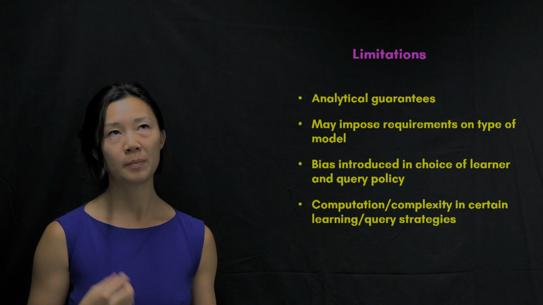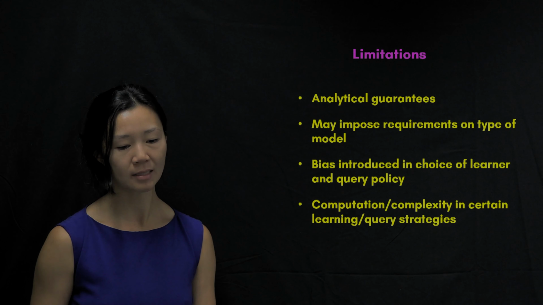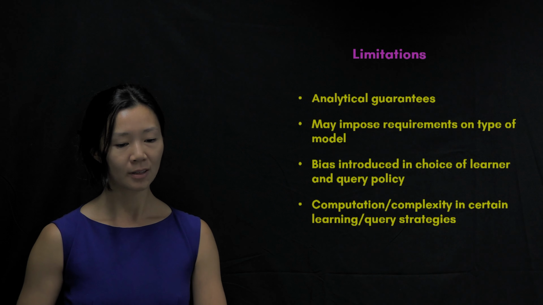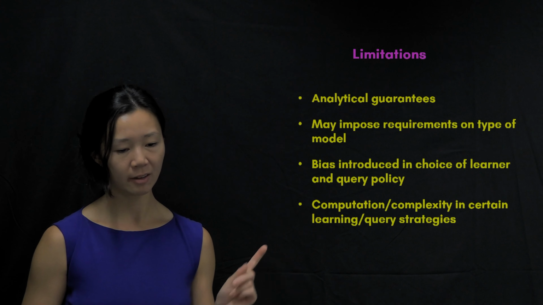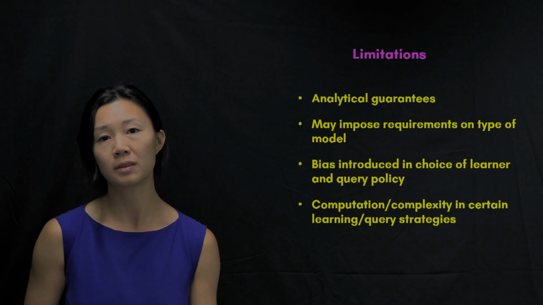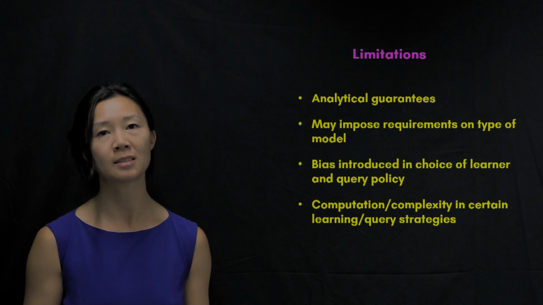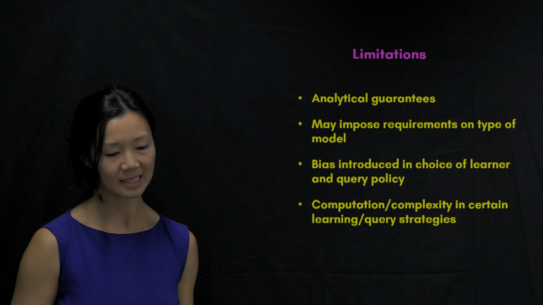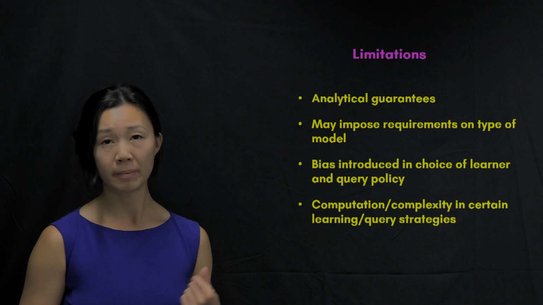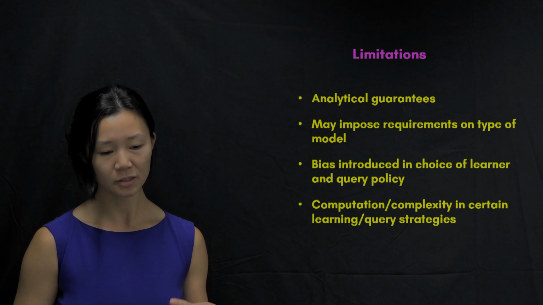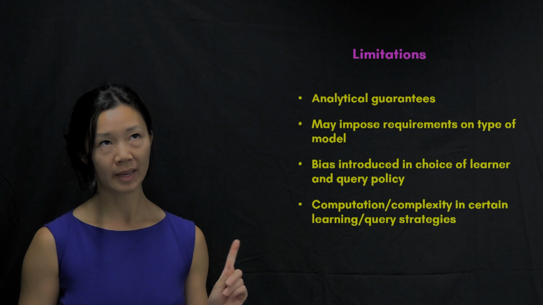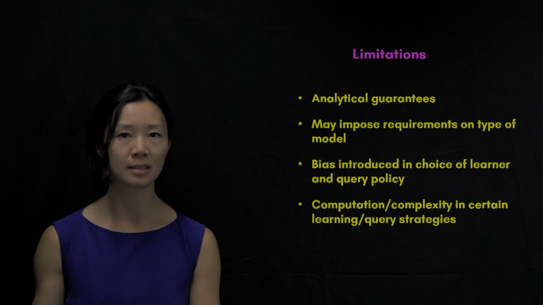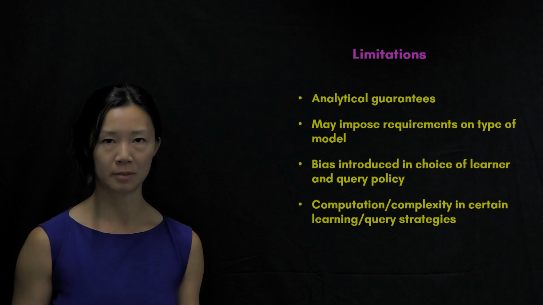Active learning, because there is some structure associated with it, may impose requirements on the type of models that you get to work with. Further, if you then have to choose the different models or even the query policies that you work with, there may be bias introduced with the models that you select. Finally, computation and complexity can become prohibitive. Like we were saying in the last slide, computation is something that's necessary in active learning, whereas it's not necessary in naive sampling strategies.